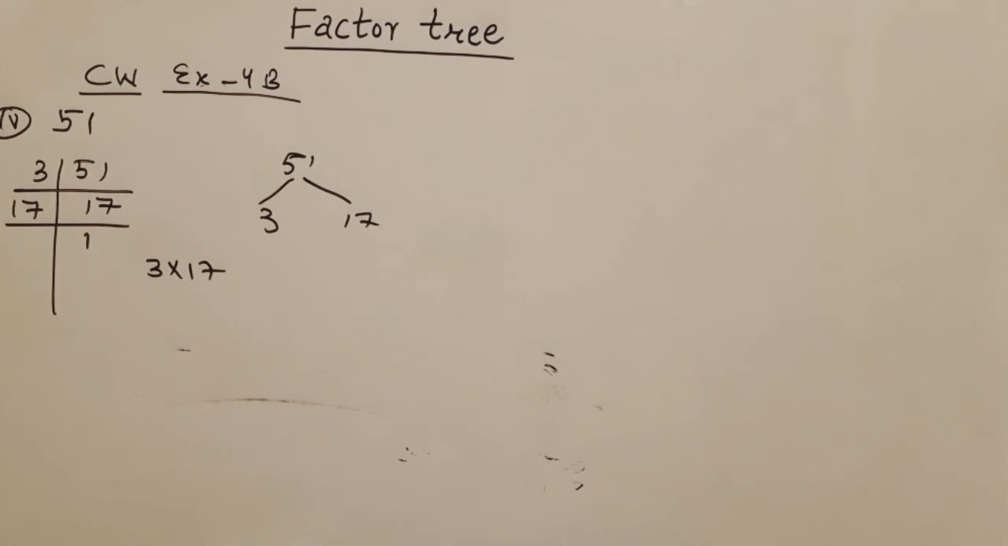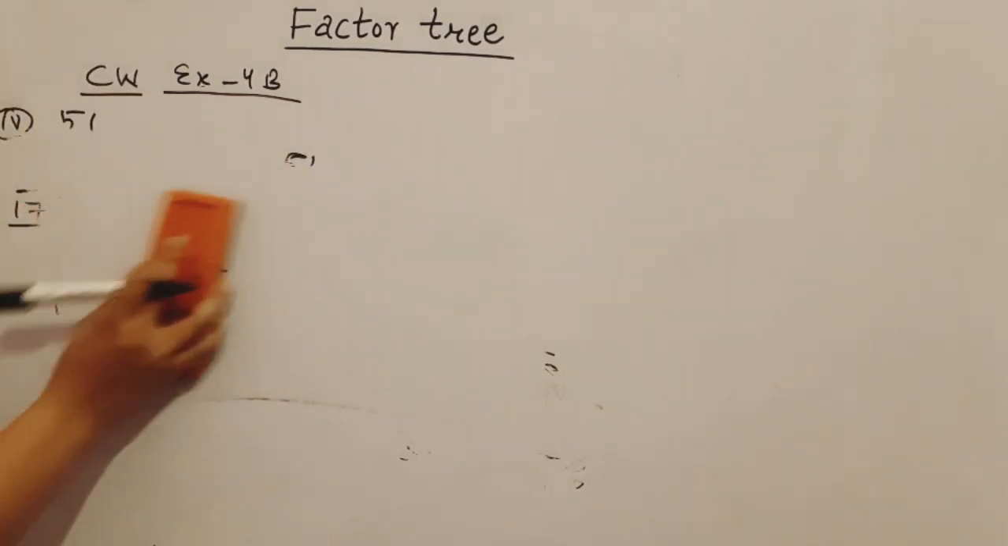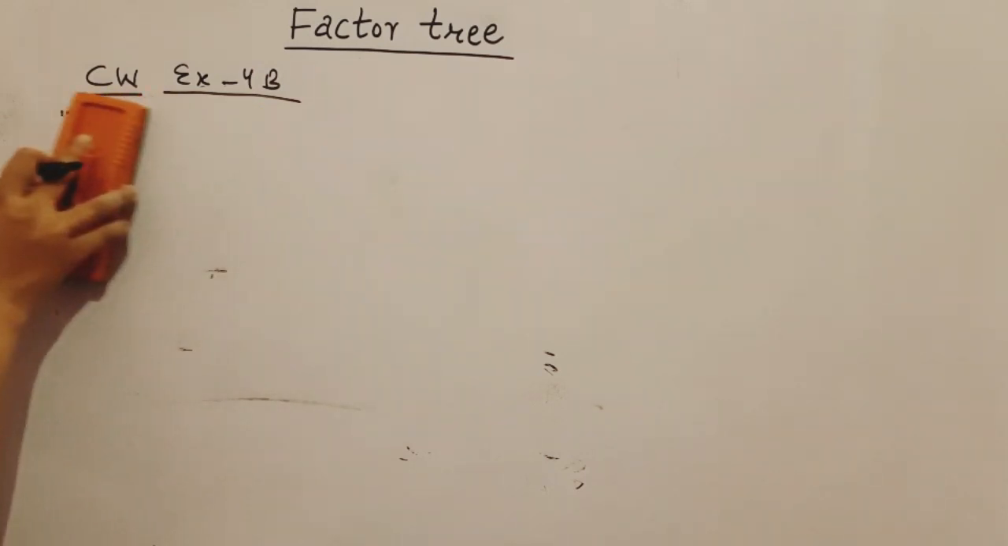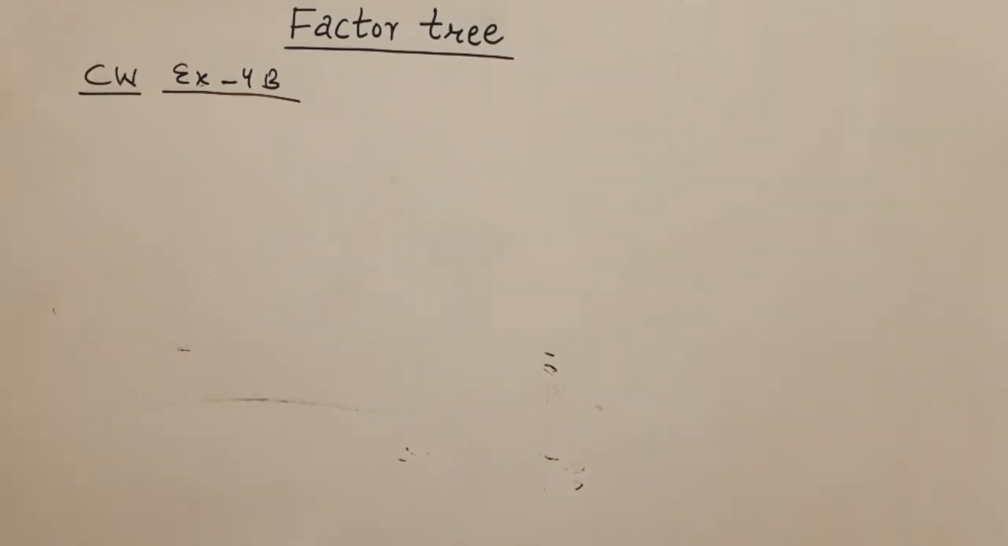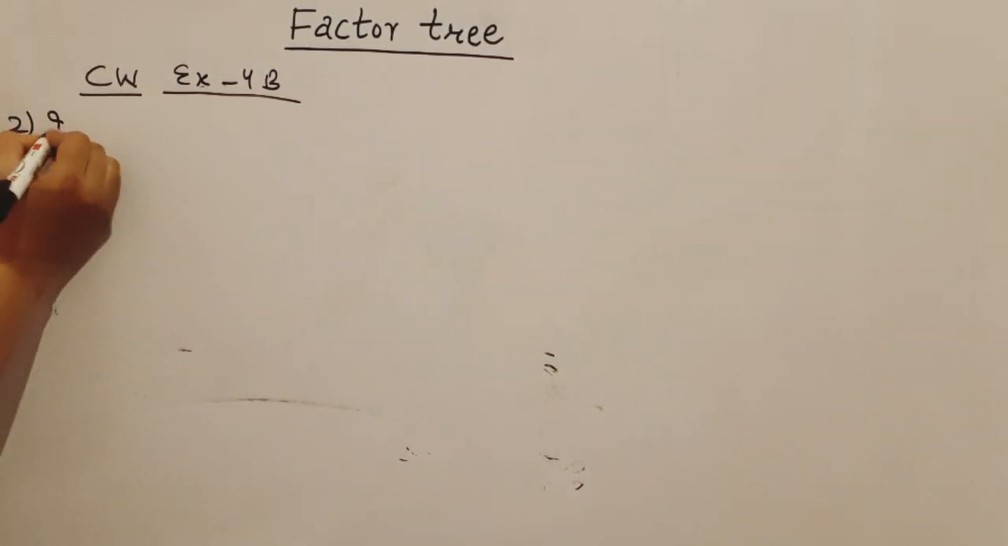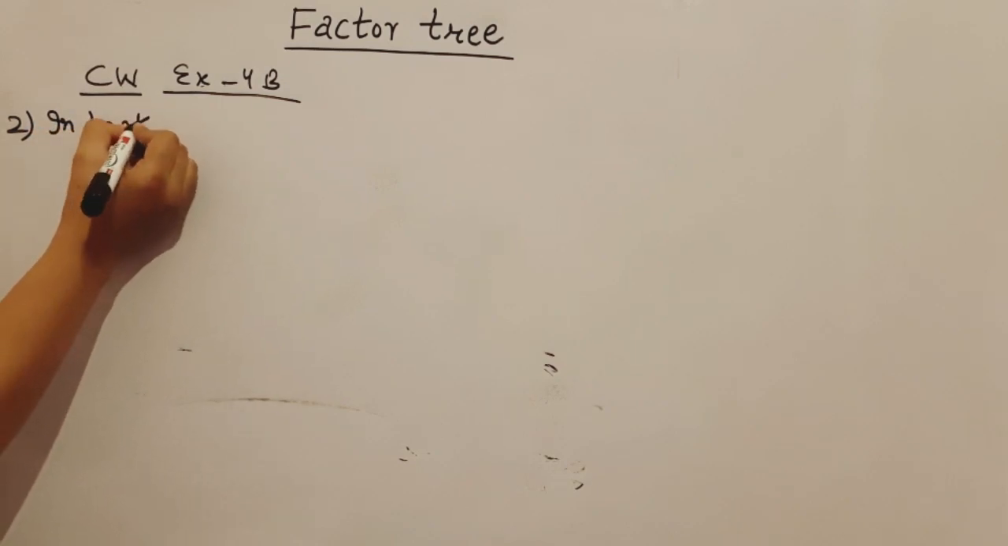यहाँ पे आपका factor tree खत्म हो जाएगा because 17 is a prime number. Now question number 2 is true and false. ये आपको मैथ्स की बुक में करना है. You are supposed to do question number 2 of exercise 4B in your maths book. Right? This is true false. I am going to explain it to you.